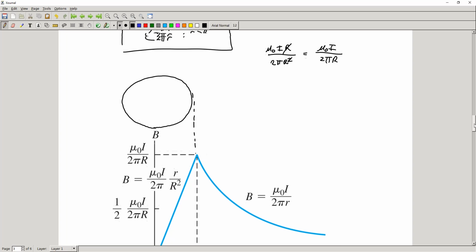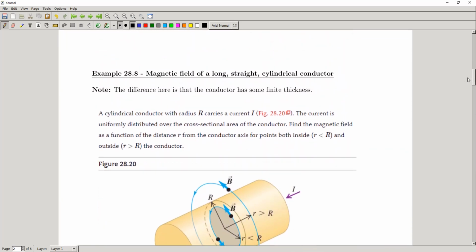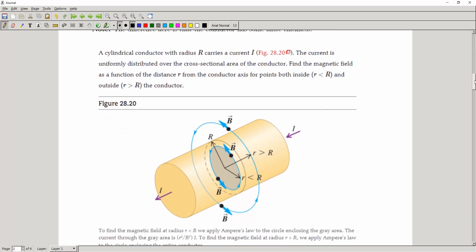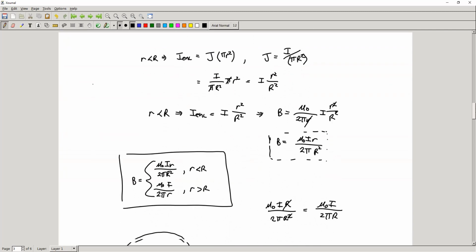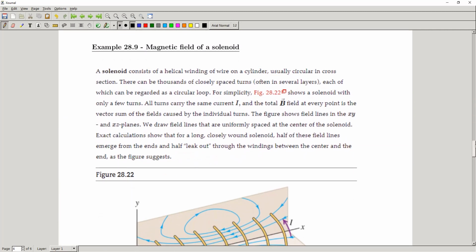So that is the example of a long straight cylindrical conductor, where we're looking at it inside and outside of our conductor. I have one more example I want to do. The writing down of the example here is longer than the solving of it. So let's take a quick look at it. It's important to understand what we're doing here, so let's read through it carefully.